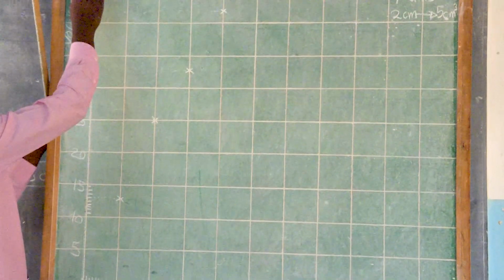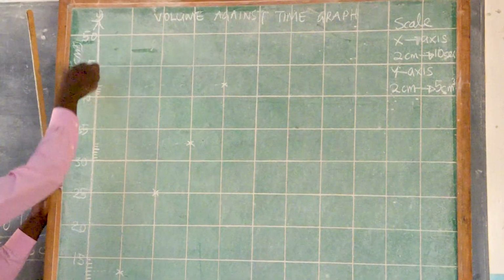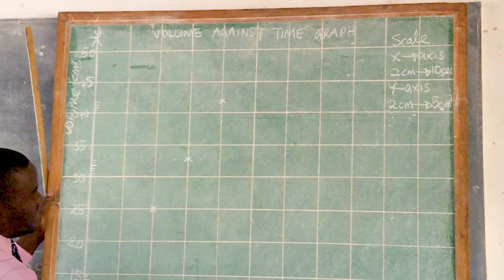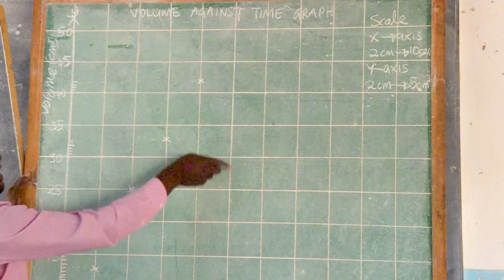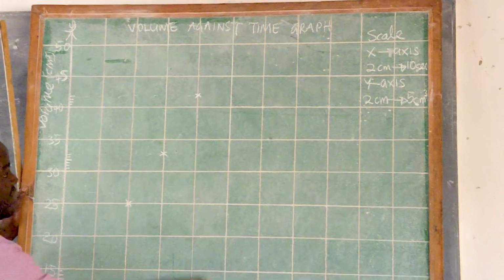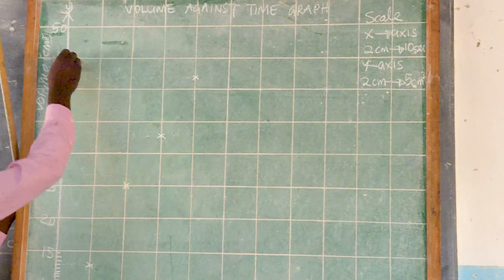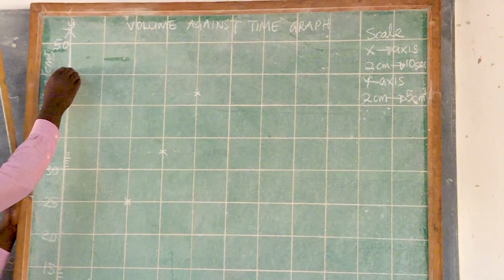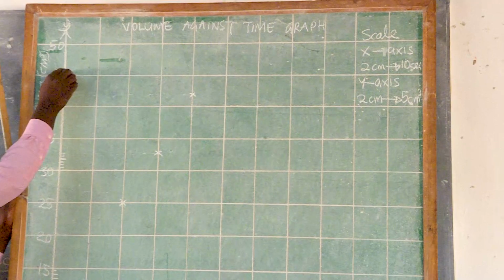So 45 along the y-axis is there. 50 is there. So along this line, this is where time is 50 seconds. Now we come this side. We count. This is 45.